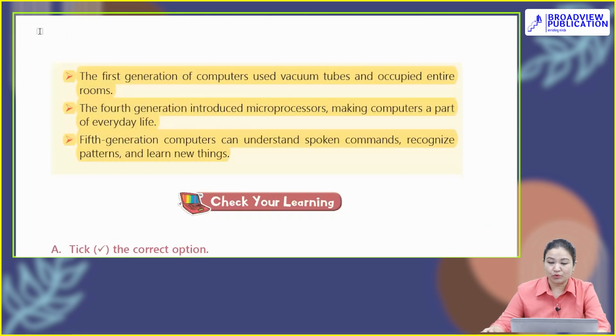The first generation of computers used vacuum tubes and occupied entire rooms. The fourth generation introduced microprocessors, making computers a part of everyday life. Fifth generation computers can understand spoken commands, recognize patterns, and learn new things.